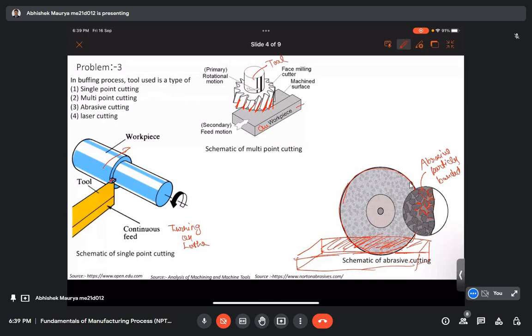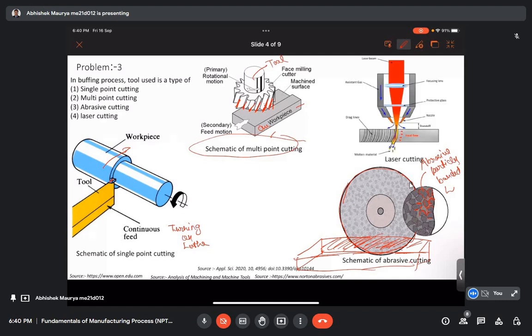And also, the rake angles are the same for each cutting edge in a multi-point cutting tool. Each cutting edge has the same rake angle, or similar geometry. But in abrasive cutting, each particle has a very different cutting edge or cutting geometry, or a different rake angle. Sometimes it has a positive rake angle, sometimes negative, sometimes zero rake angle. That is random. So that is the difference between multi-point cutting and abrasive cutting.